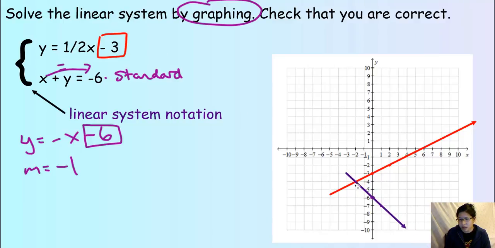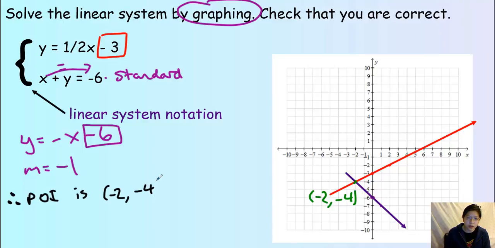So if I extended the two lines, it's very clear where the point of intersection is graphically. It's just right here. So this point is at -2, -4. So in my therefore statement, therefore the POI, or point of intersection, is -2, -4. So you need to write this out if this was on a test. Most of the work is graphing, so this is where most of the marks are going to be, and your conversion would also be a mark if it's in standard form.